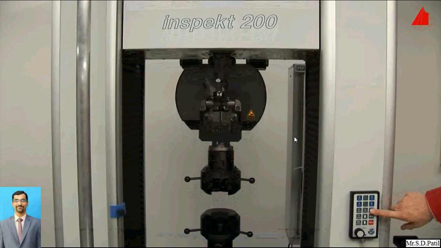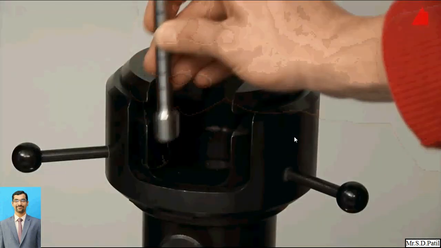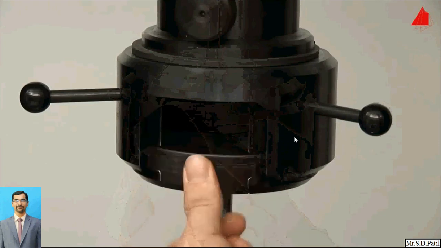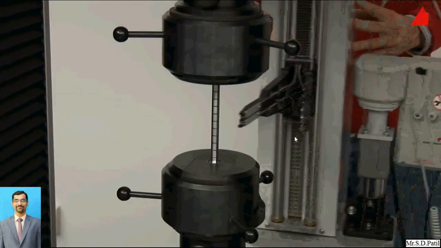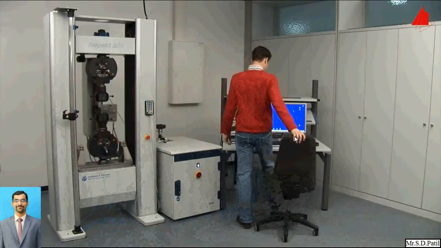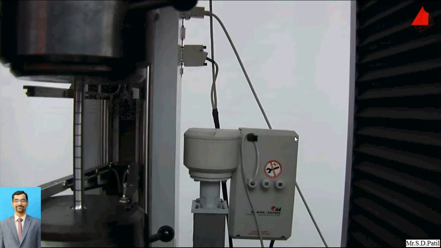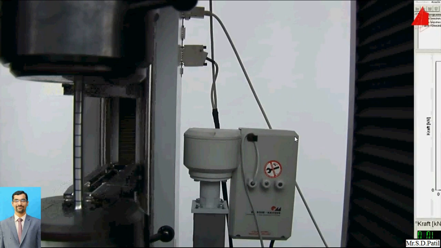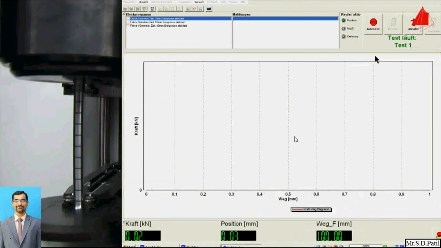In this specimen, the upper head has the movement and the lower head is fixed. This will be the mounting of the specimen in the upper jaw and in the lower jaw. So the specimen has now been fixed, and we can apply the load. These are the strain gauges, applied to calculate how much deformation is carried out. So basically we can determine the strains, whatever force has been applied and what the deformation will be.